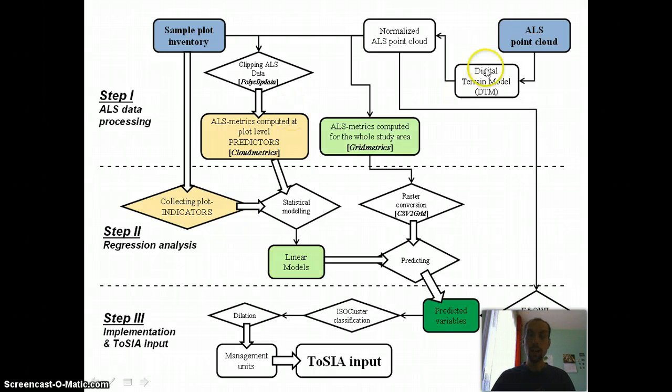And for that, I used all those metrics computed for the whole study area. So here in dark green, you can see that the final output was the spatial representation of all my predicted variables. And once all the maps were created, the different predicted values were clusterized into homogeneous management units that were used as input data for TOSIA.